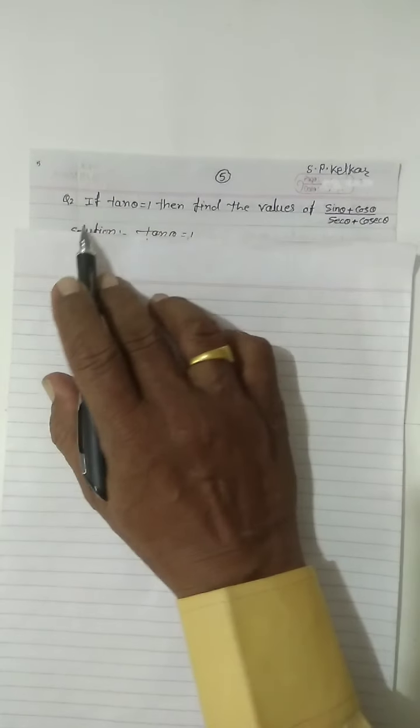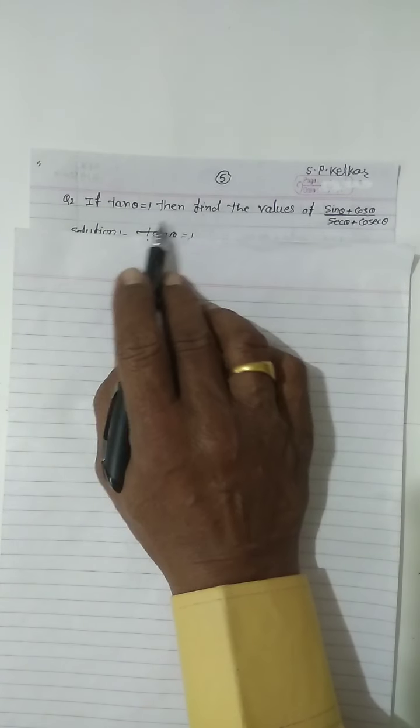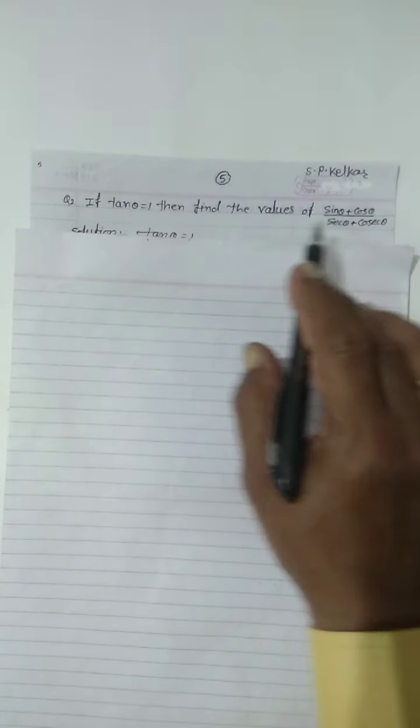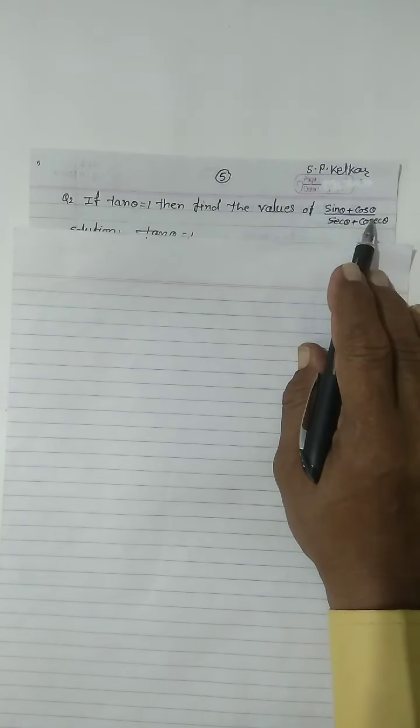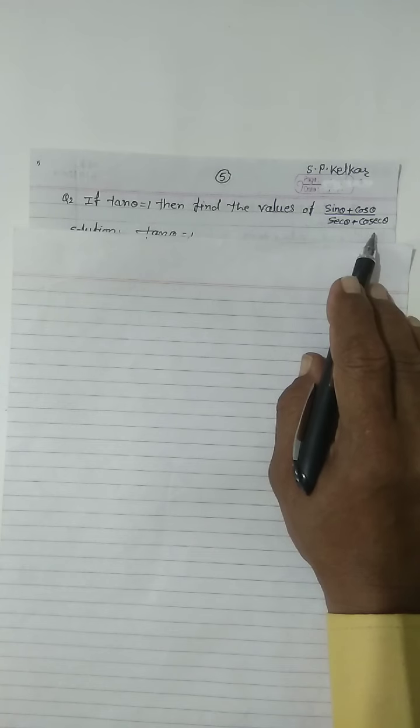Now today we are going to see some trigonometric examples which depend on the chapter trigonometry. See the example: if tan theta equal to 1, then find the value of (sin theta plus cos theta) divided by (sec theta plus cosec theta).